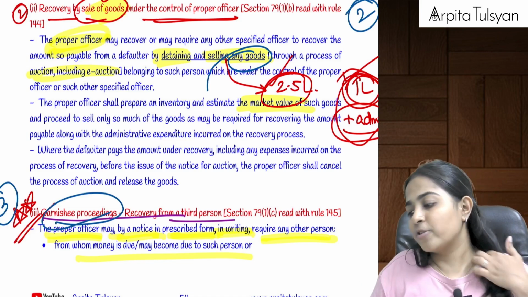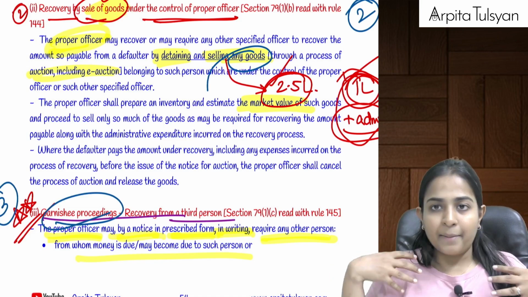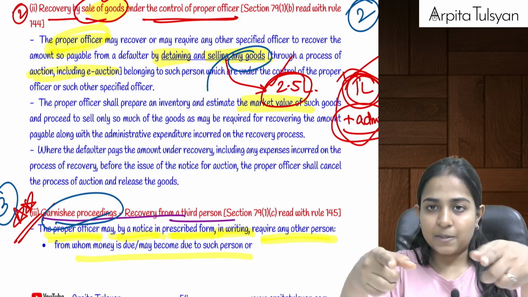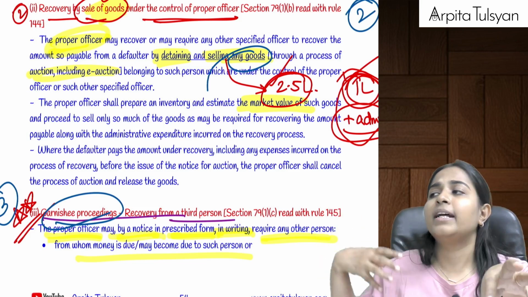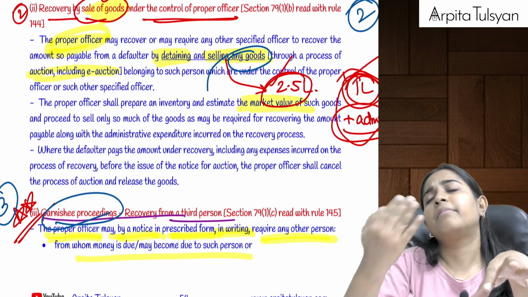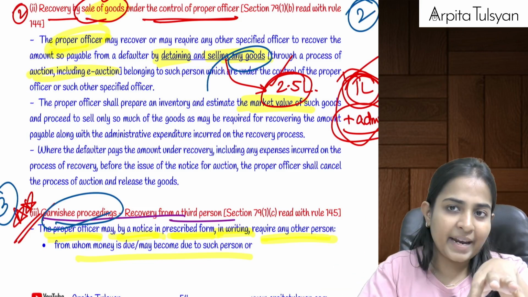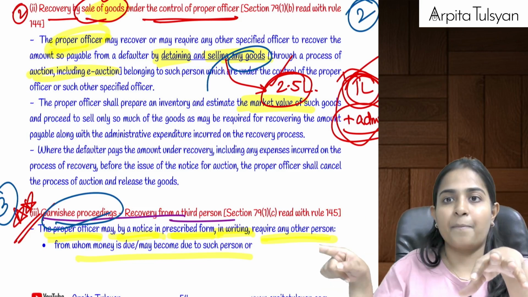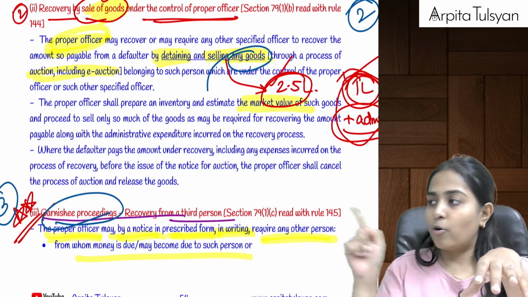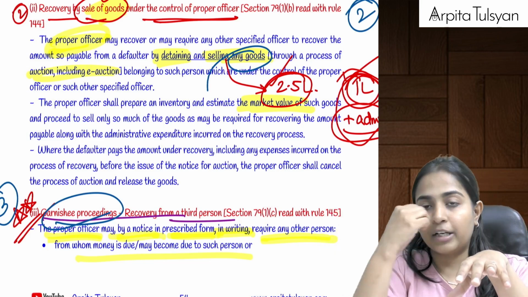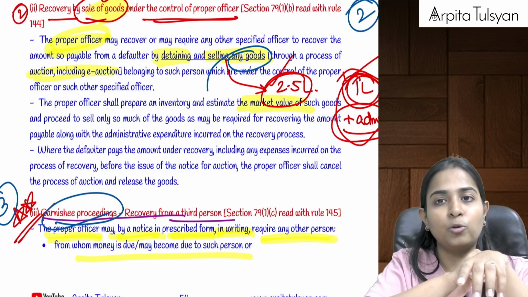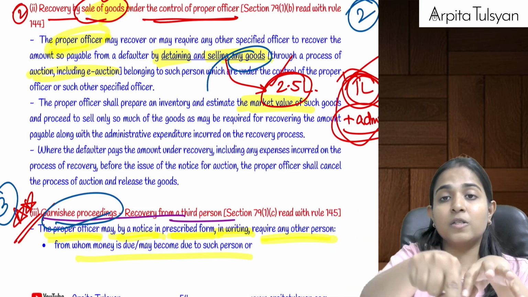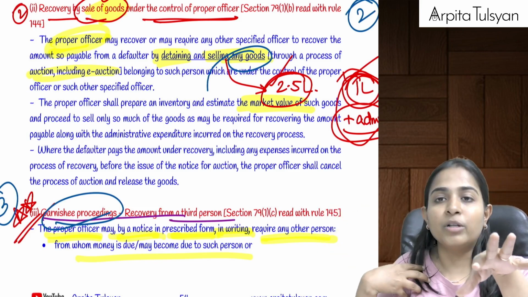Garnishee proceedings means, let's say I am the department and you are the taxpayer, the defaulter. I am asking the money from you, but you are not paying me. Now there is a third party who owes you money and is required to pay you that particular amount. I will go to that third person and tell him, don't pay this defaulter, pay directly to the department.